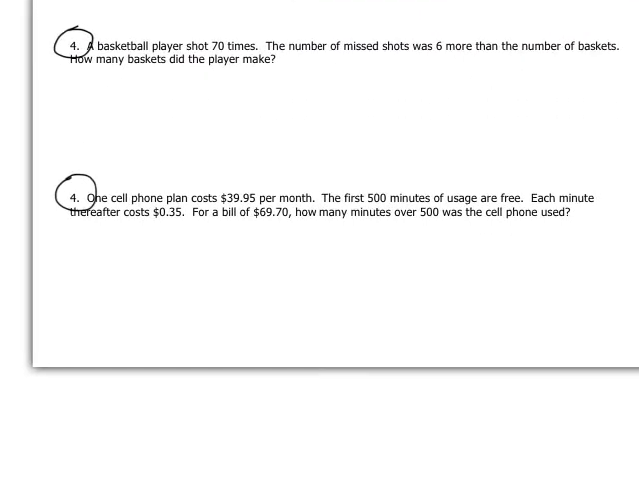Okay, let's look at 4. 4 is tricky, so stick with me here. It says a basketball player shot 70 times. That sounds like a total to me, so we'll keep that in mind. The number of missed shots was 6 more than the number of baskets. How many baskets did the player make? So what is x going to be?